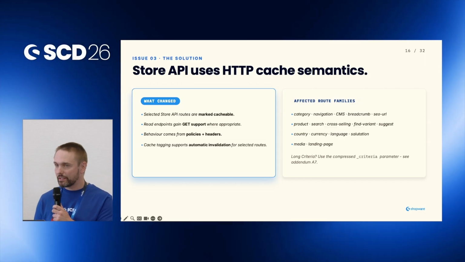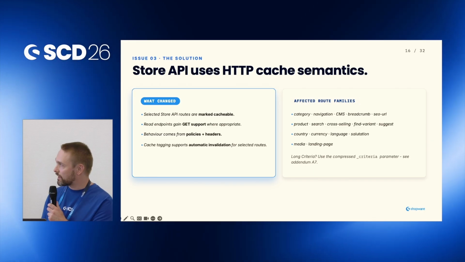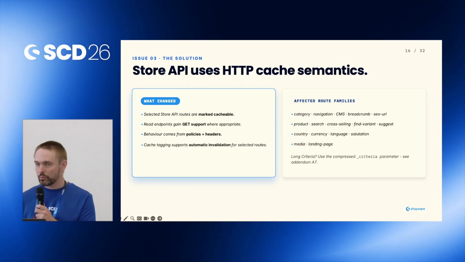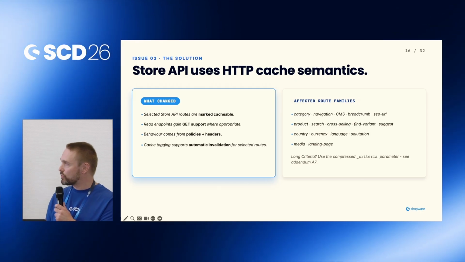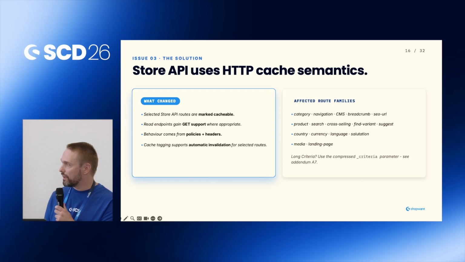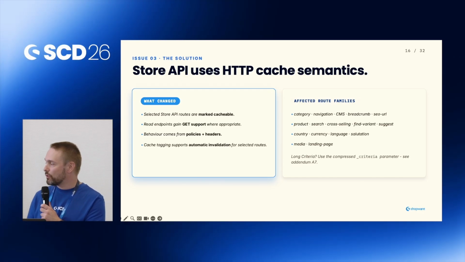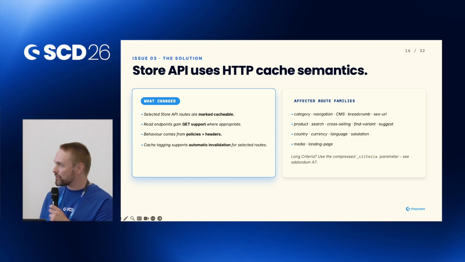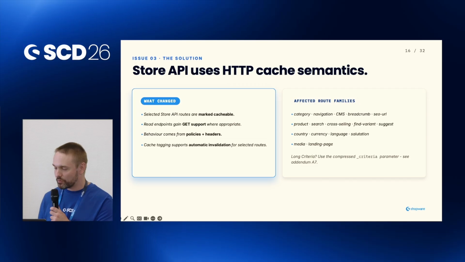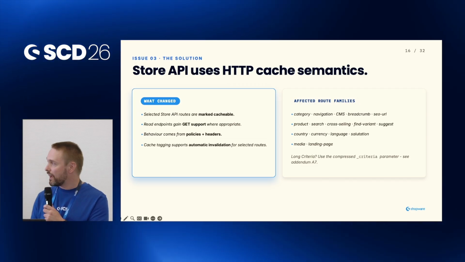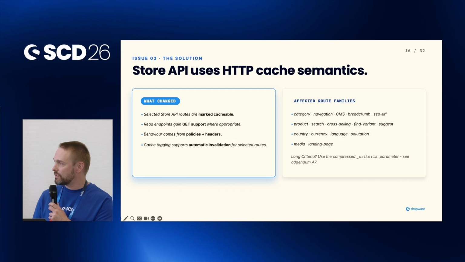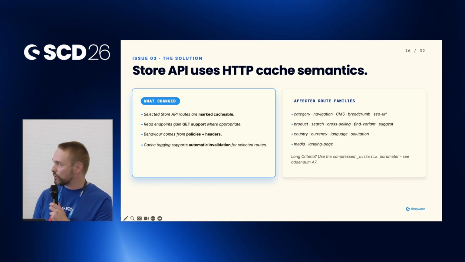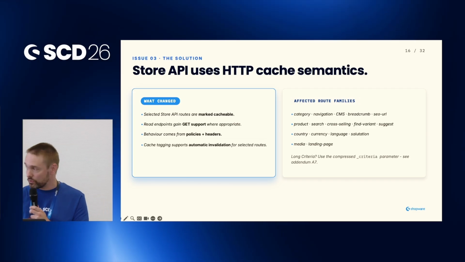We marked selected routes as cacheable in HTTP cache. At the same time, we added support for get method to most of API read endpoints. Behavior became transferred by headers and managed by cache policies. And also we reused existing, already cache tagging mechanism to support automated invalidation for some of the routes.